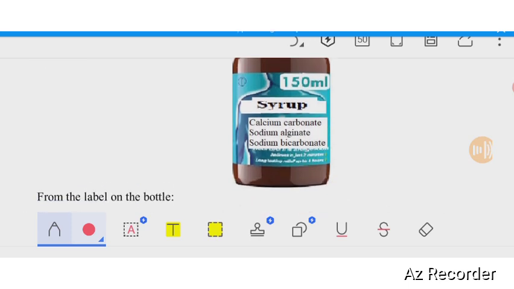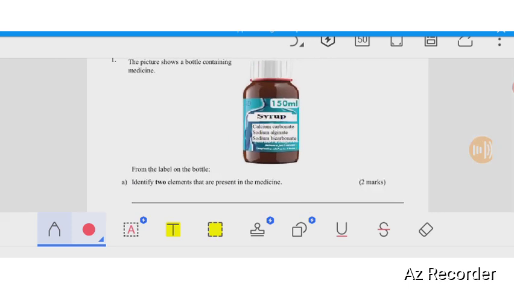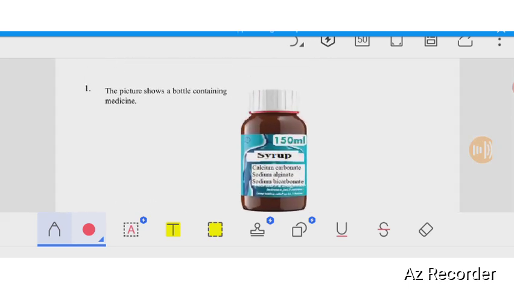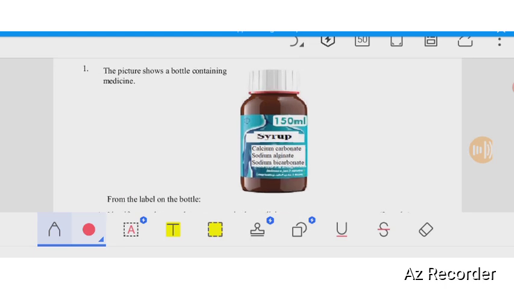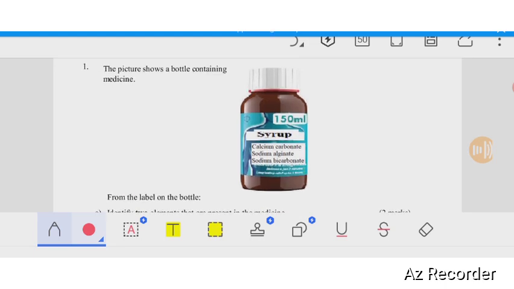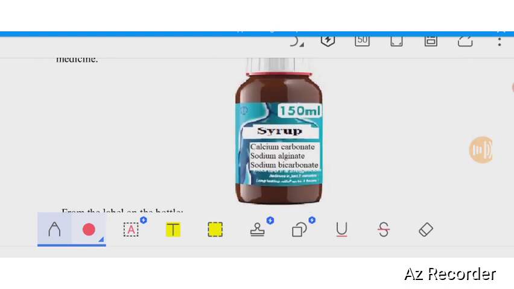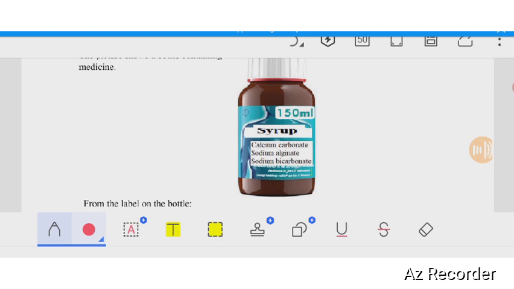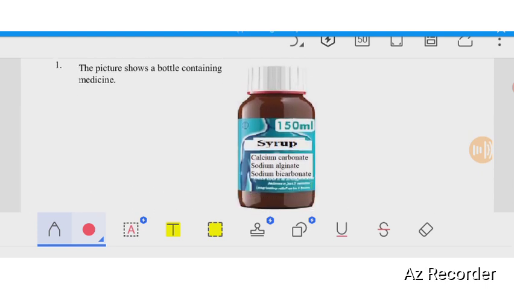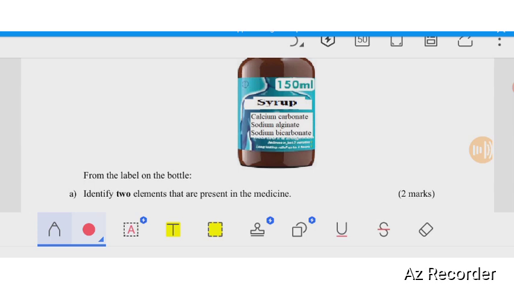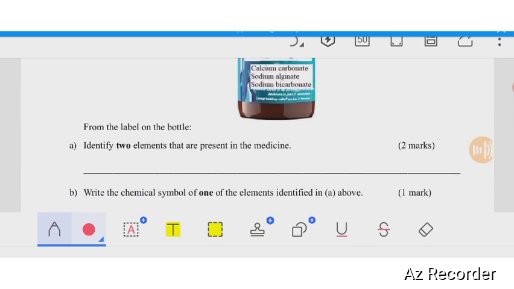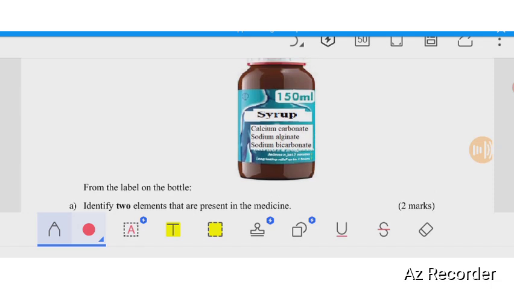So that's a bottle. As you can see, it contains some medicine, and the bottle is written calcium carbonate, sodium alginate, and sodium bicarbonate. These are the visible compounds that are written on the bottle. So let's continue. From the label on the bottle, identify two elements that are represented in the medicine.